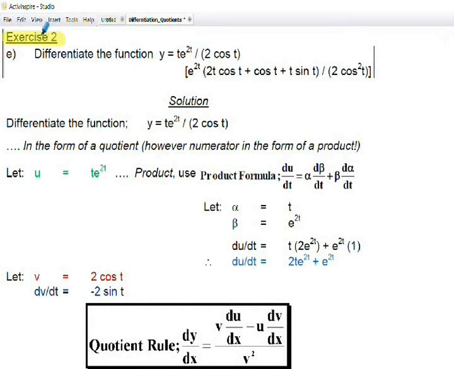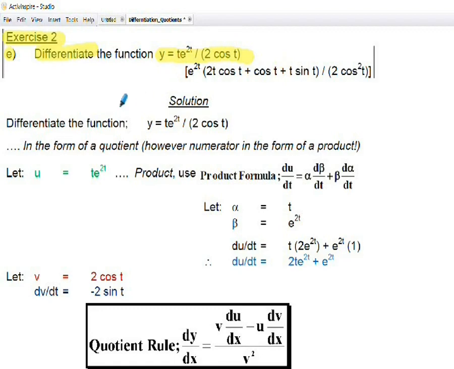Looking at exercise 2 part E here, it says differentiate the function, and we can clearly see it's the quotient rule again, because we've got y equals t e to the 2t in the numerator divided by 2 cos t in the denominator, so it's definitely a quotient problem here.